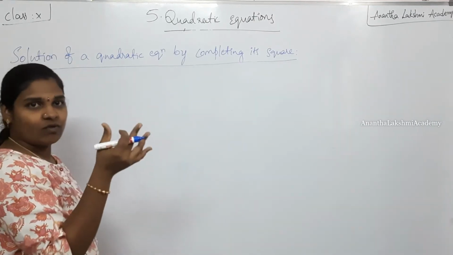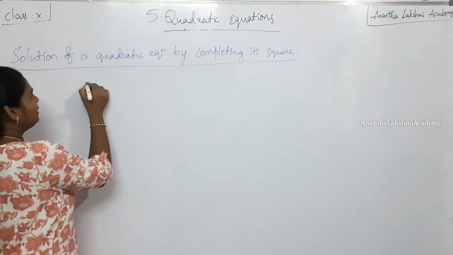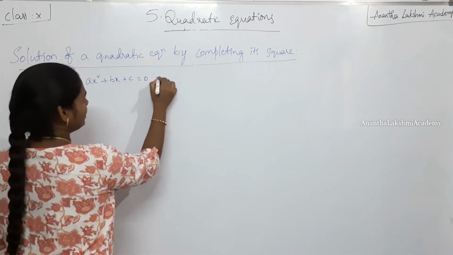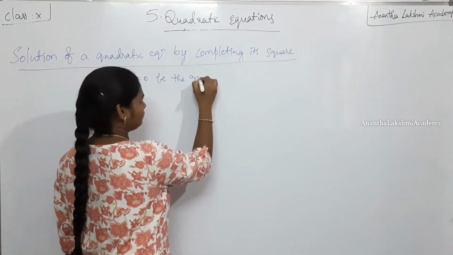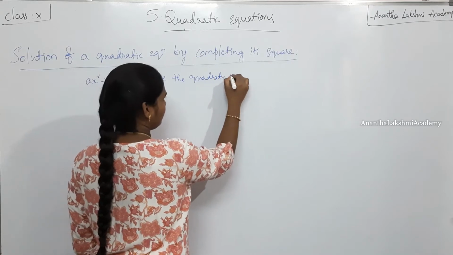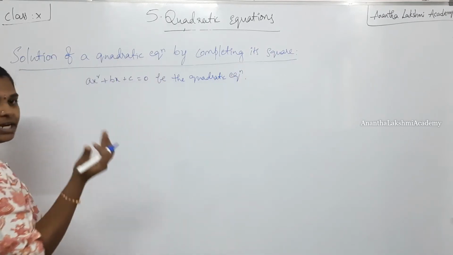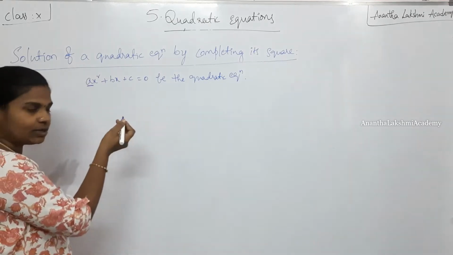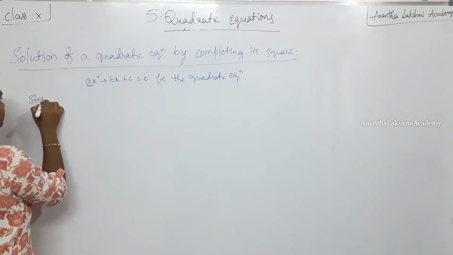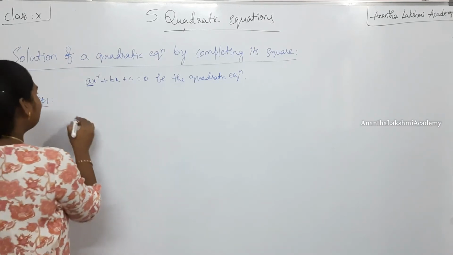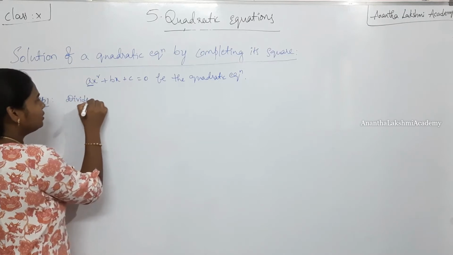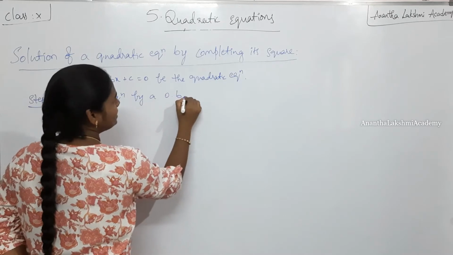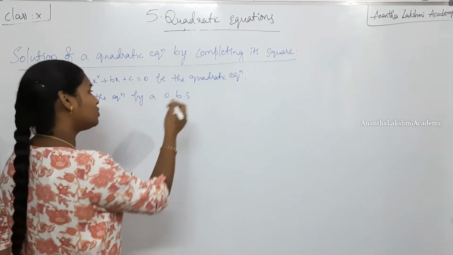Let us consider the generic form of the quadratic equation, our favorite generic form, which is ax square plus bx plus c is equal to 0. Alright, now what did I tell you? When you have a coefficient of x square as a value, then what is step 1? Step 1 is to divide the equation by a on both sides, OBS.